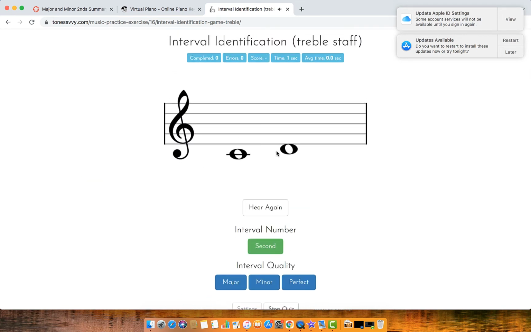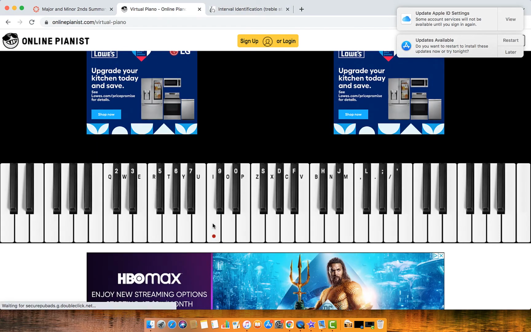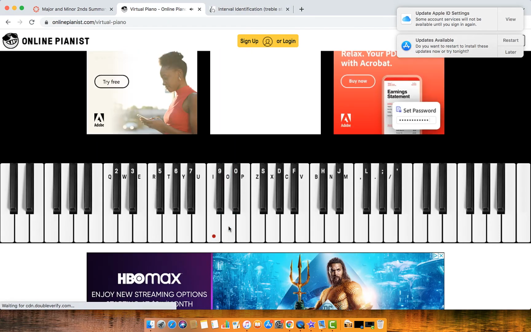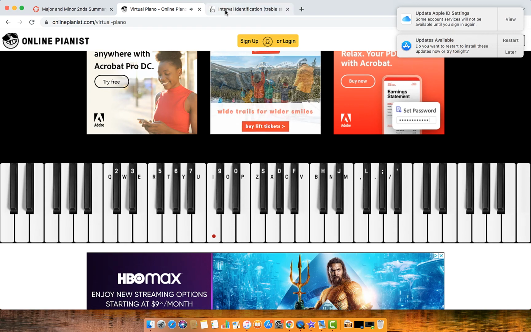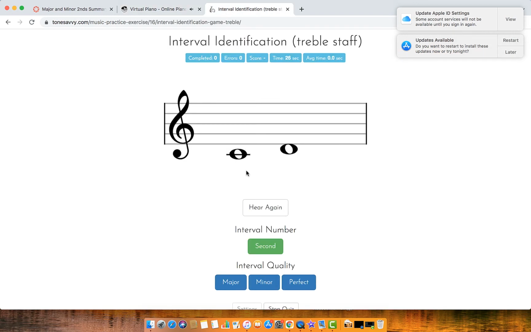Okay. What is it? Dum-bum. Do we understand what we're looking at? Well, let's look at a keyboard. C, D. Also, start listening to the sounds. Look at that. That's a whole step. Do, re. If it's a whole step, it is the major second. So right now, you're only going to worry about whether it's major or minor. It's a major second. Got it.